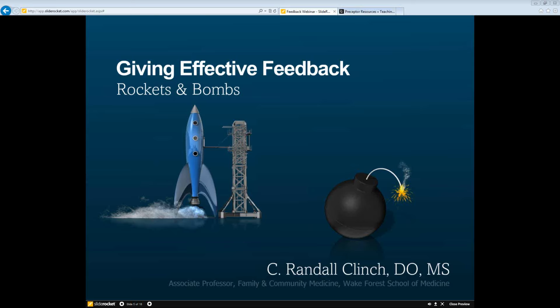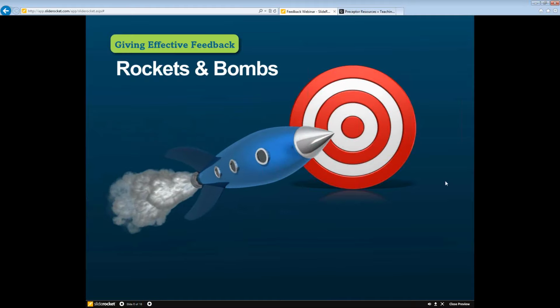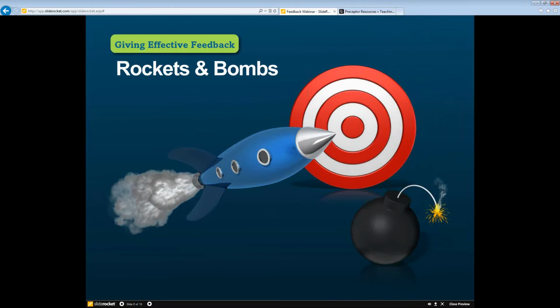But I really want to stress as we go through here your importance in your role in providing feedback to help shape the development of your learners, both residents and medical students, and to make sure that you have access to those tools and techniques to provide more effective feedback. So what is feedback, just in general? Well, I want to read the definition of it briefly. It's the process in which part of the output of a system is returned to its input in order to regulate its further output. So basically, I want to make sure you have techniques to help your learners hit their target and to avoid dropping bombs on your learners in terms of feedback.